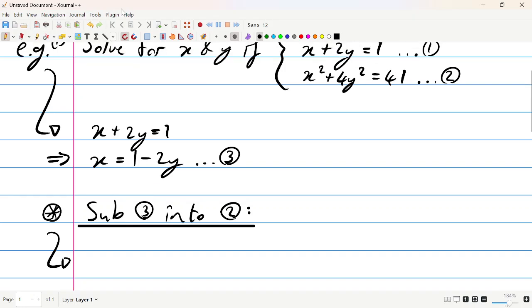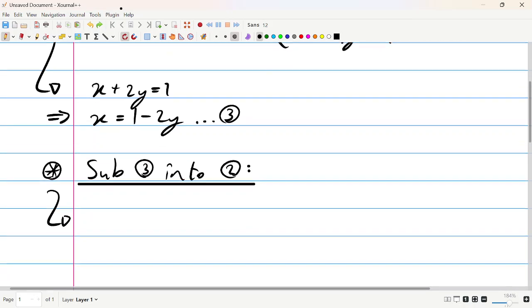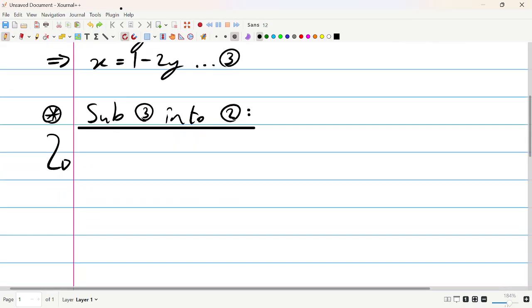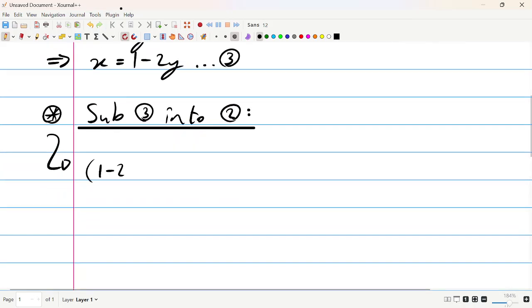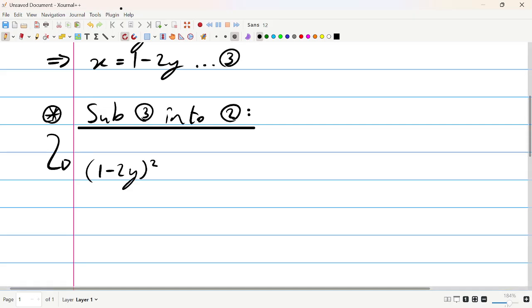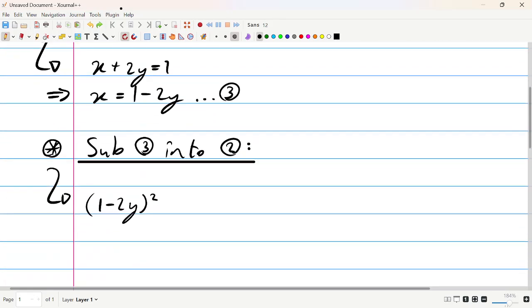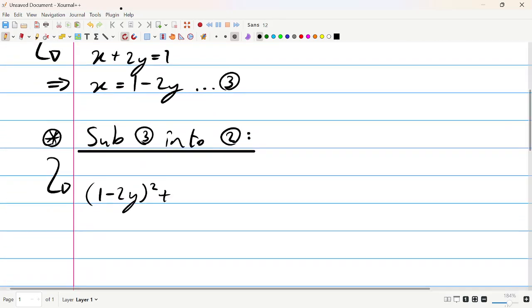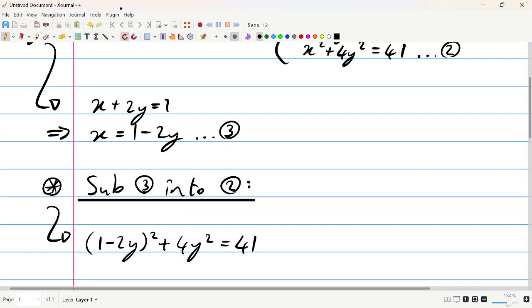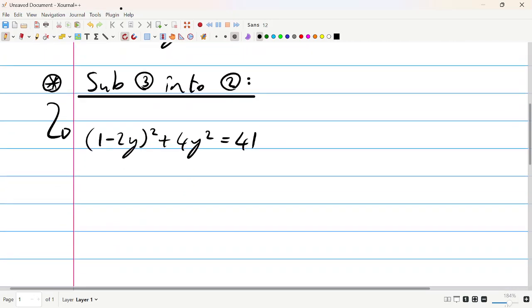Such that what are we going to have? x squared plus 4y squared is equal to 41. We're just going to plug in x in there. So therefore it's going to be (1 minus 2y) squared plus 4y squared is equal to 41. Do you notice all we did was just replace x with 1 minus 2y, and therefore we only have y in the equation. Now we need to solve for y.